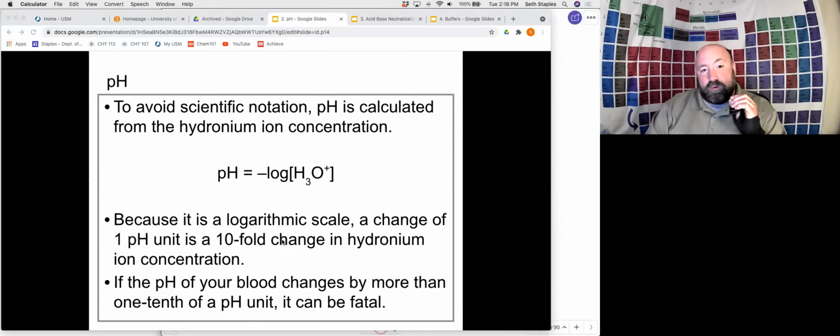But back to the log scale, since a difference of 1 pH is a 10-fold change, an order of magnitude difference, this means that if the pH of your blood changes by even just 1/10 of a pH unit, that can be fatal. And so the pH of your blood has to be kept within that very narrow window.